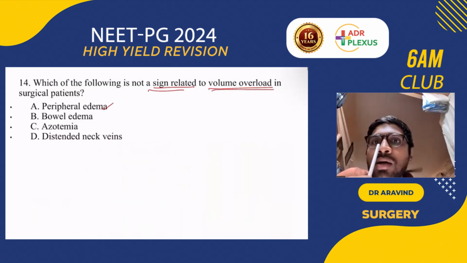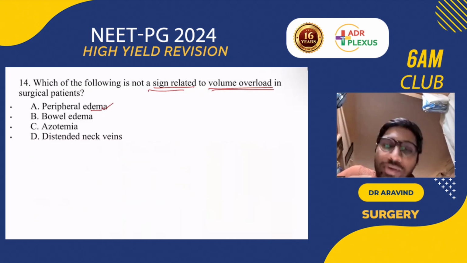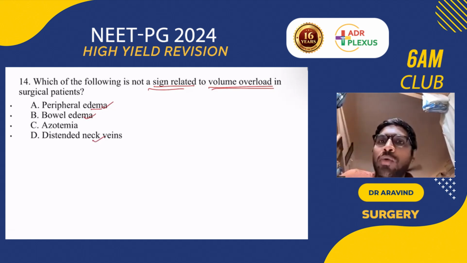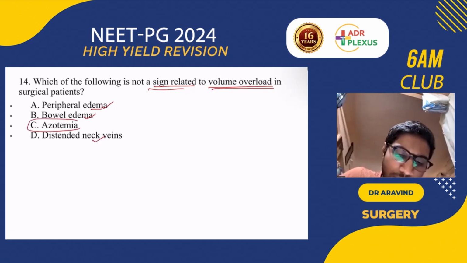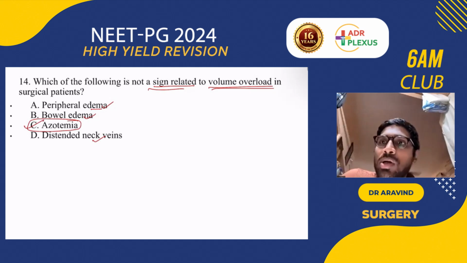Why is everyone going for B? See, if edema is present in the periphery, bowel also will go for edema with volume overload. Distended neck veins is a sign of volume overload. So the answer is azotemia, which means there is decreased kidney output leading to rise of creatinine values. That is called azotemia. C is the right answer.